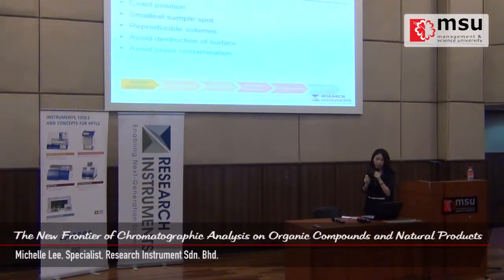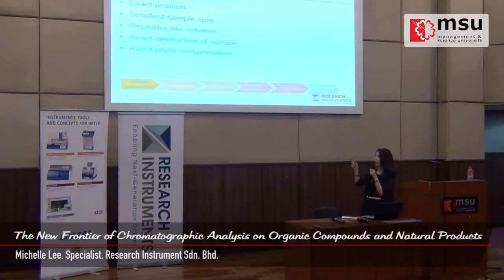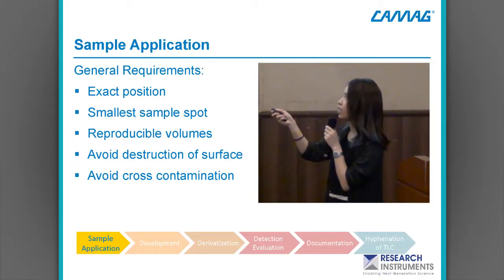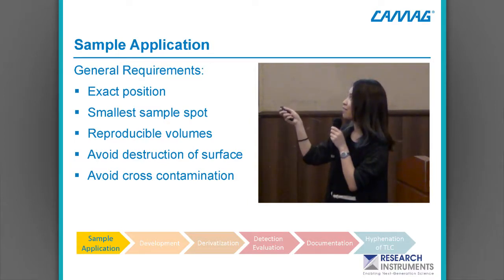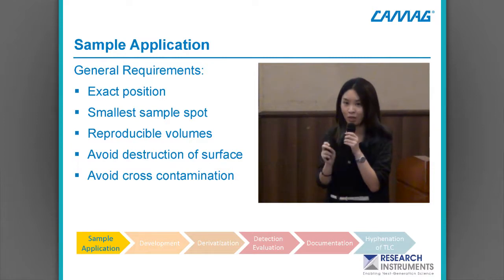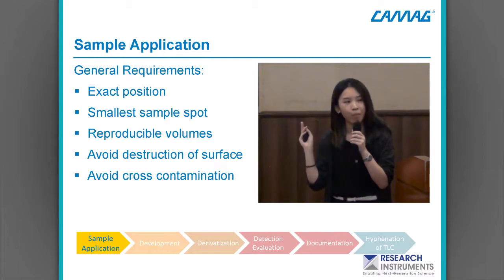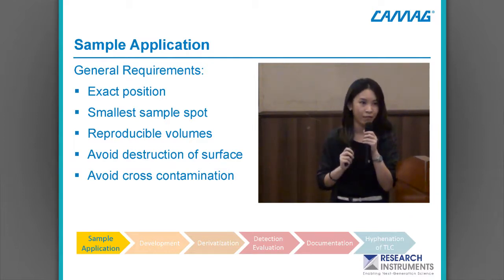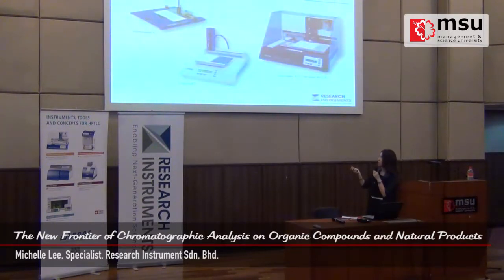So first thing, the sample application. When you are doing sample application, there are a few things that you want to achieve. The first thing is that you want to make sure that your sample application point is always at the same point. The second is to make sure you have the smallest spot possible, alright? And then a reproducible volume, which is very important if you want to do quantitative work. Of course, if you use a manual way, this is something you can't control, but the instrumentation will help you to solve this.